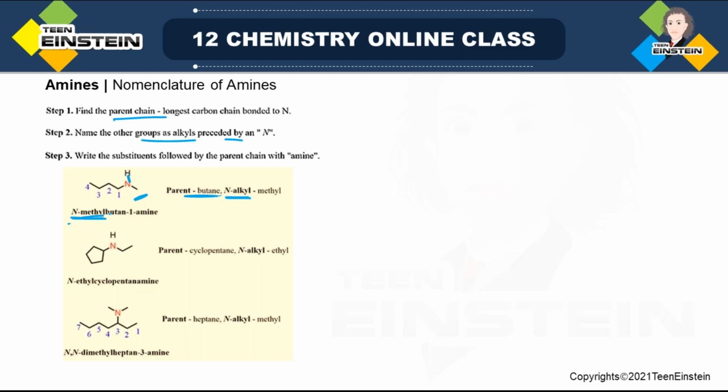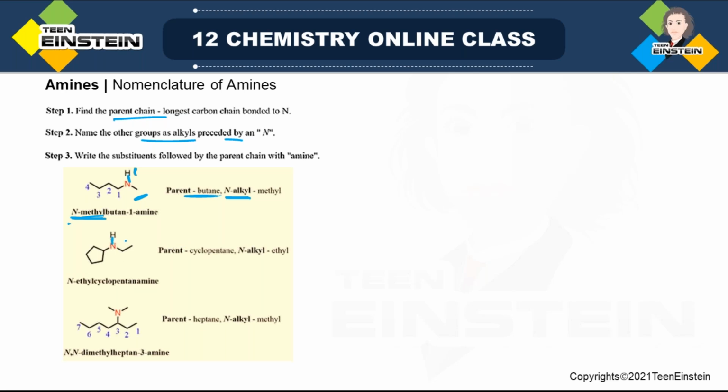Then rest of the rules are same. Longest chain is 4 carbon. So butan, 1 amine. You can also write butanamine. Okay. And the third position there is H. So as you have mentioned N-methyl butan 1 amine. So obviously the third position, the third valency, that will be balanced by H. There is no other option.